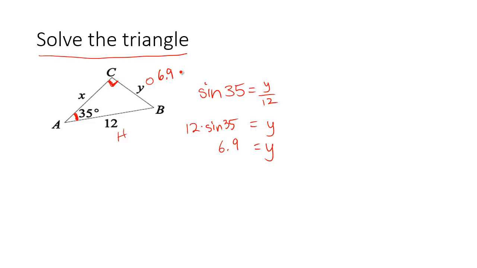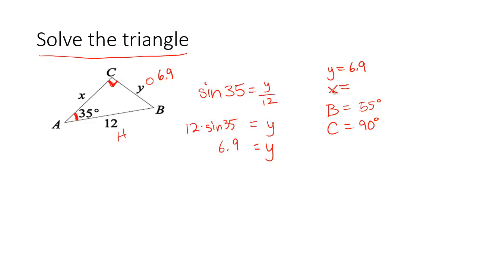So now we found y. We still need to find x. What else do we need to find? Well, we need to find angle B and angle C. Angle C is 90. Angle B is complementary to 35, so that'll be 90 minus 35 is 55.